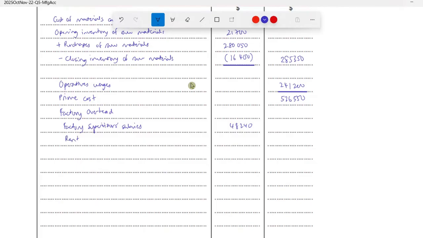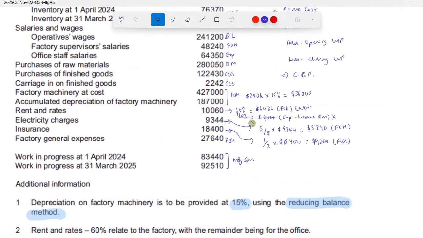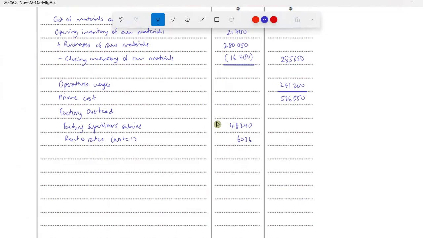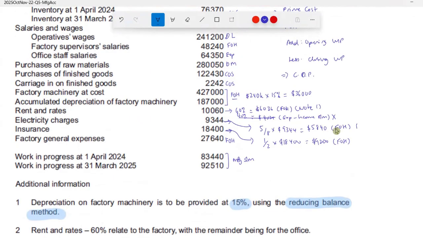Next, the rent and rates, only the factory overhead portion, as checked above in the question. Rent and rates is $6,036. You can put a working, refer to note 1, this part of the working, note 1. Continue, electricity charges. You can refer to your working, note 2 above, right? The amount is $5,840. So this is your note 2.